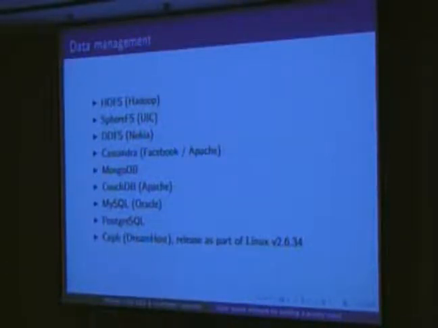UIC, that's the University of Illinois, Chicago, they have something called SphereFS. Nokia has something called DiscoFS. DDFS, Disco something FS. And then, Facebook released Cassandra, which is now part of Apache. There's MongoDB, and there's CouchDB, which is also part of Apache. Oracle has MySQL because they bought out MySQL. PostgreSQL is, I think, an independent company. And then DreamHost released Ceph, which is actually just integrated into Linux itself.